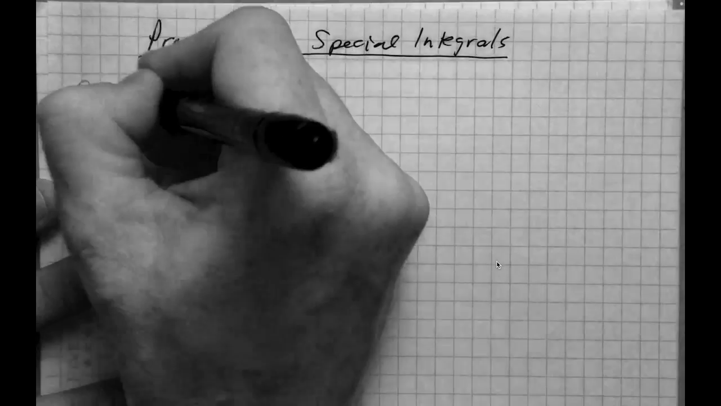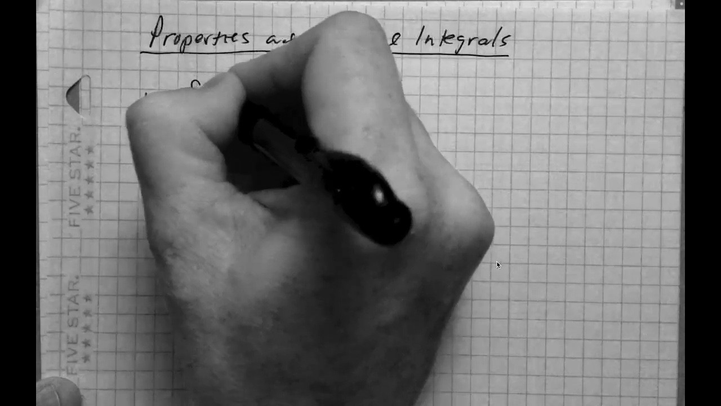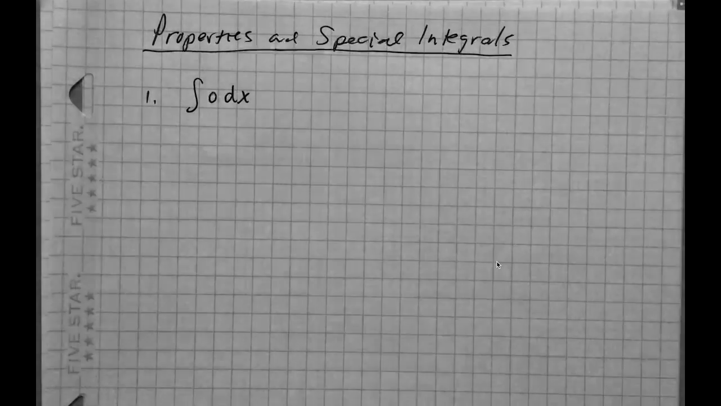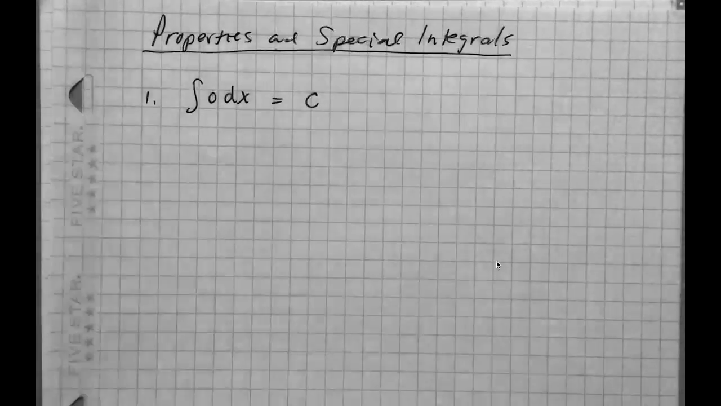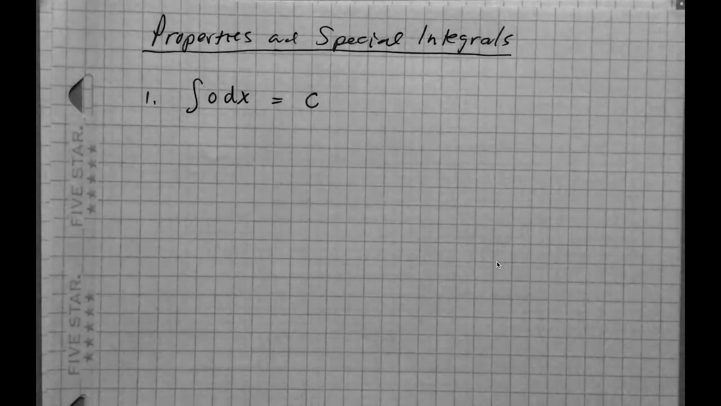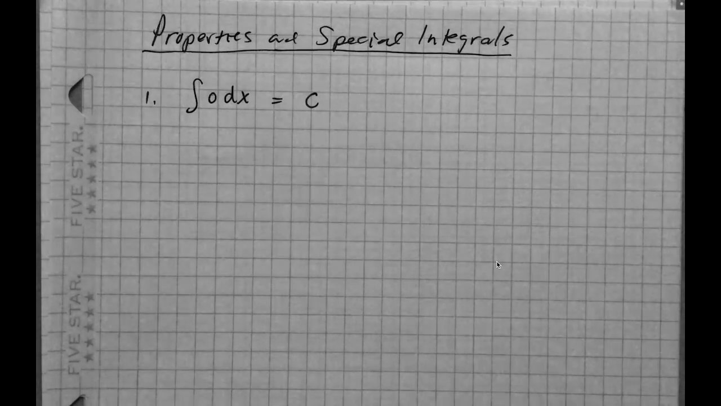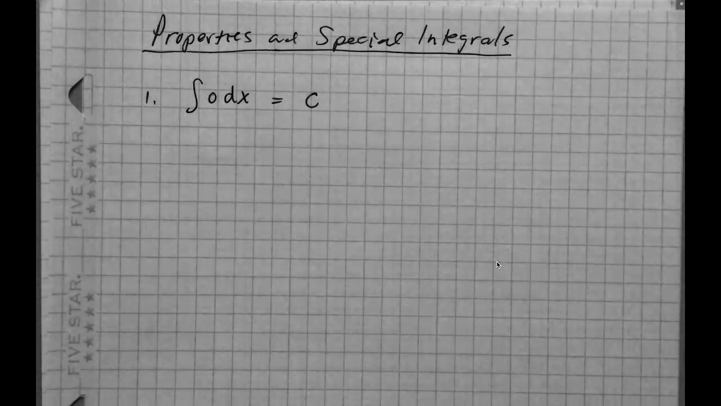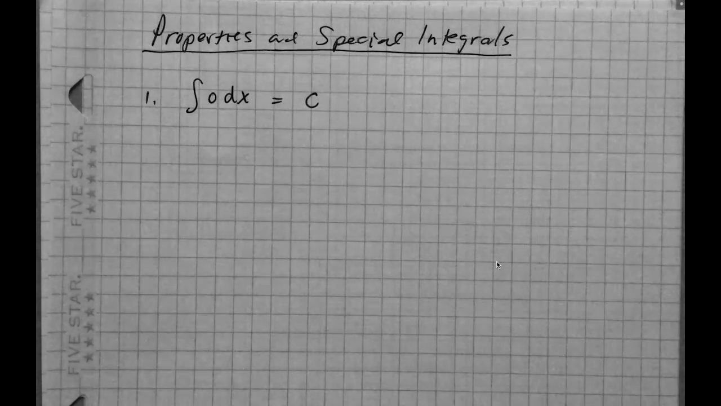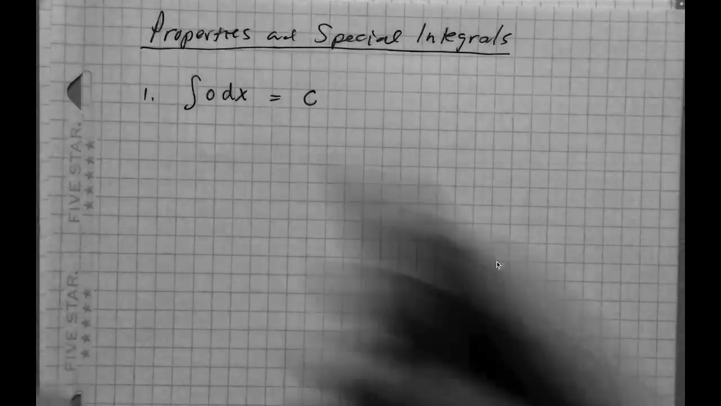The first one is the integral of 0. What's the indefinite integral of 0 dx? Well, if you think about it, it'd have to be c, just the constant of integration itself, because if I differentiate any constant, I get 0. And that's the only way for the derivative of anything to be 0, is if it's equal to a constant value. So that's the first one.